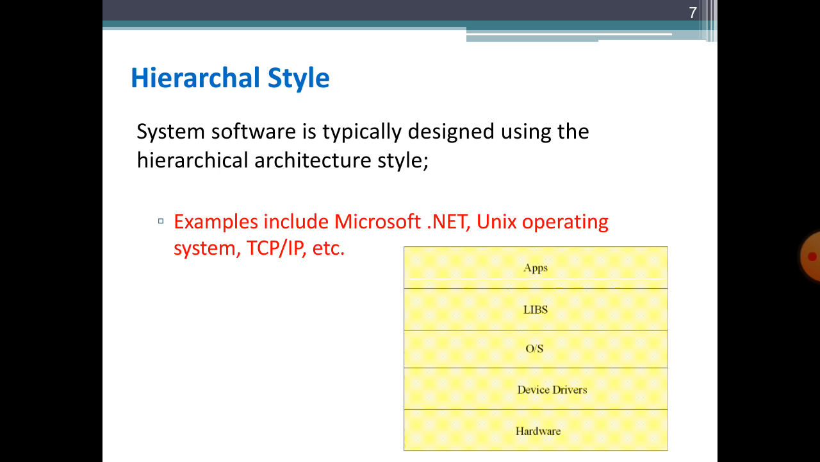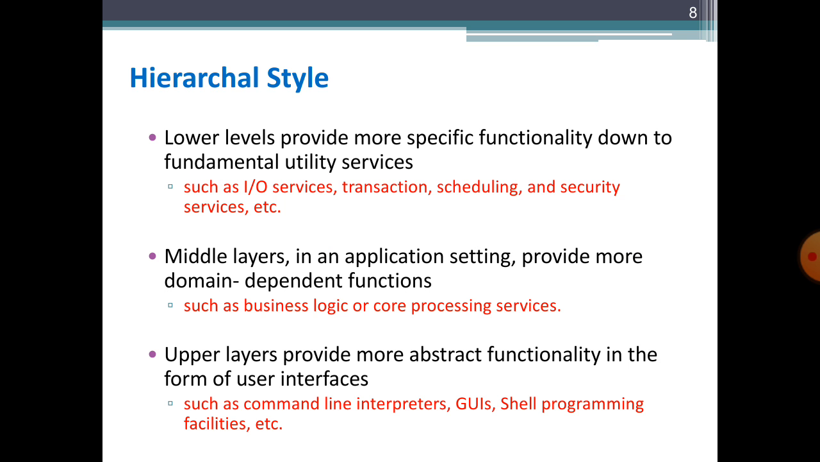While, if we see in the next slide, the middle level layers in any application provide more domain dependent functions like business or logical processes. If we focus on the upper level layers, they provide the abstract functionality from the user interfaces like CLI based, which we call command line interfaces or interpreters, graphical user interface, shell programming facilities, etc. So each layer provides services to the immediate upper layer.